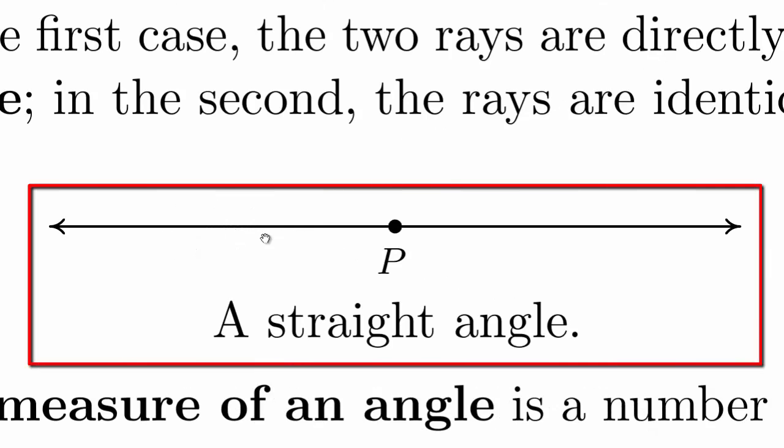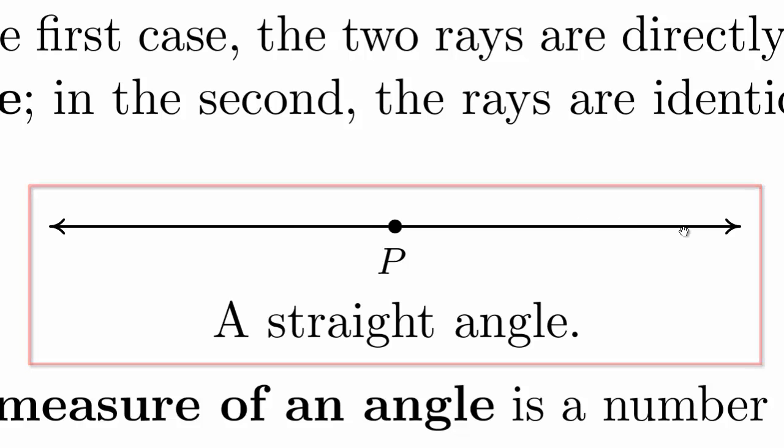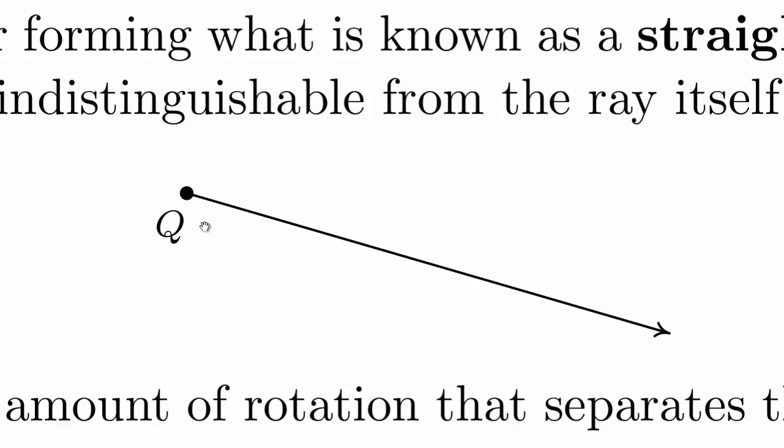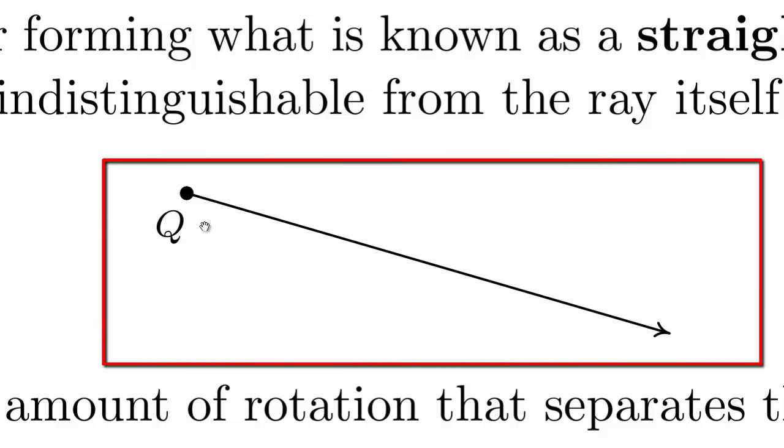There are two extreme cases. Case number one, there is a straight angle when the two rays share the common initial point P and point in directly opposite directions. The second case is when the two rays are identical. Then the angle is not distinguishable from the ray itself.